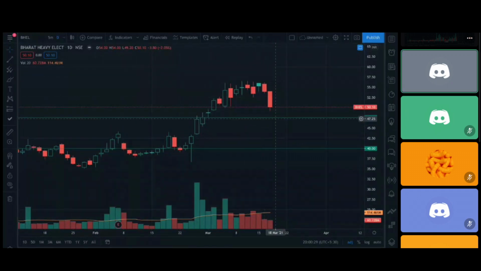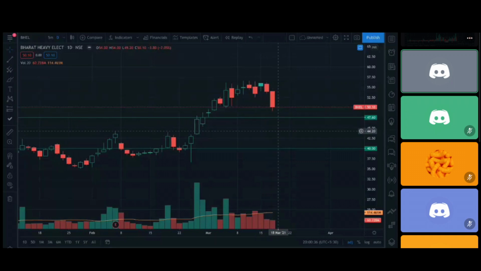But do not do this if the stock breaks this particular close of the weekly candle, because there's a possibility of a trend reversal, and you would not know when the trend is reversing because it's very sudden.